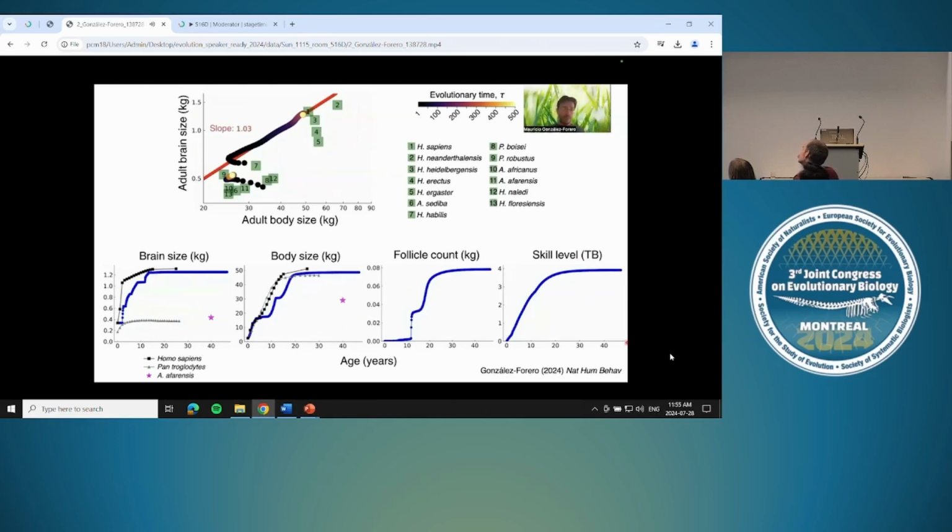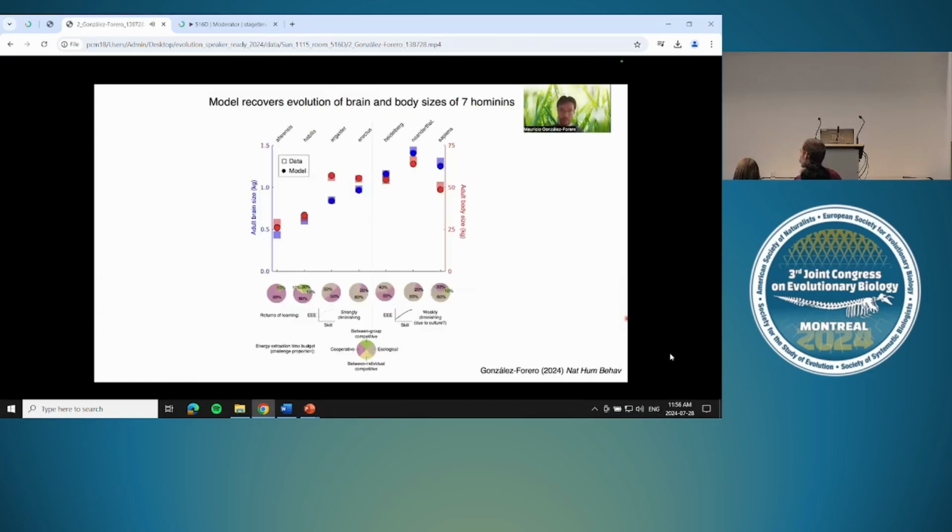So what this is showing is that the model is recovering both the evolutionary dynamics suggested by the fossil record and the developmental dynamics that we observe in modern humans, as shown in these patterns. So the model is doing a pretty good job at recovering both things. And now we can use the machinery of the theory to try to understand why this massive brain expansion is happening in the model. And this is what I'm going to show here. So here we have the adult brain size and adult body size, and the squares are the observed values in a number of different hominin species.